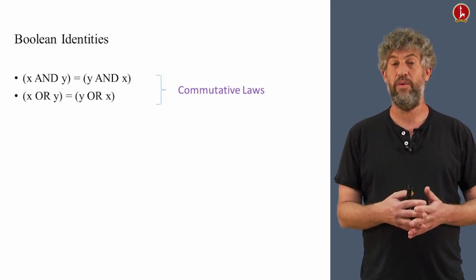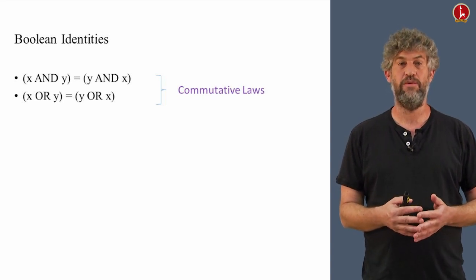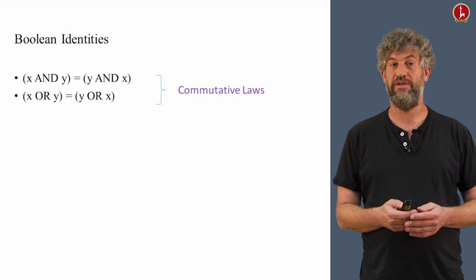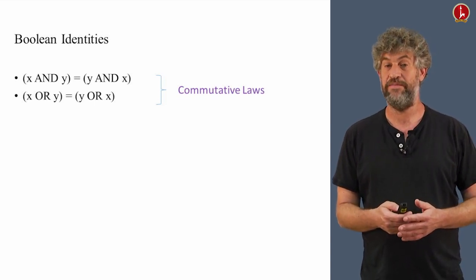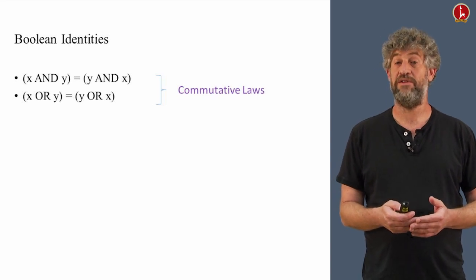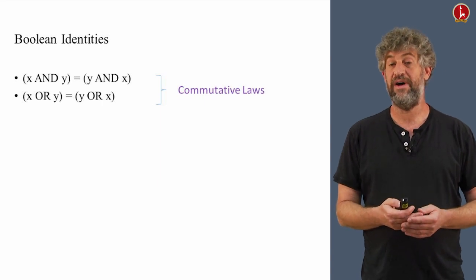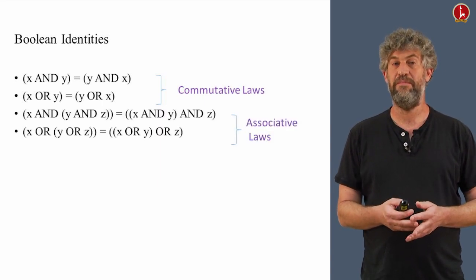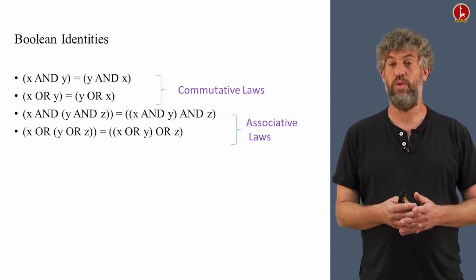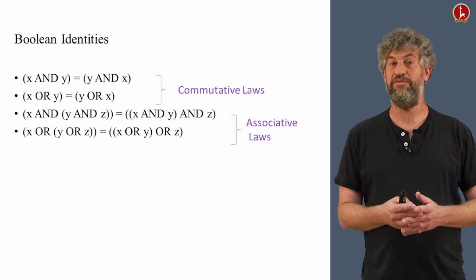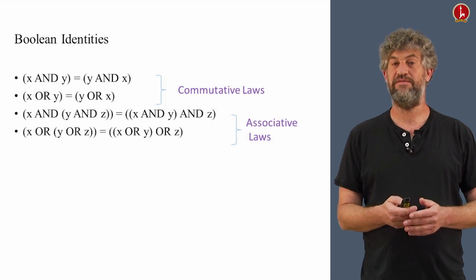For example, we can always see that x and y, whatever the values of x and y, is exactly equal to y and x. This is called the commutative law. We have a similar phenomenon for x or y equals y or x. So these are commutative laws that hold in this Boolean algebra. There are a bunch of other kinds of identities. For example, the well-known associative law. If you have x and y and z, it's the same thing whether you first do x and y, or whether you first do y and z. A similar thing happens for or.